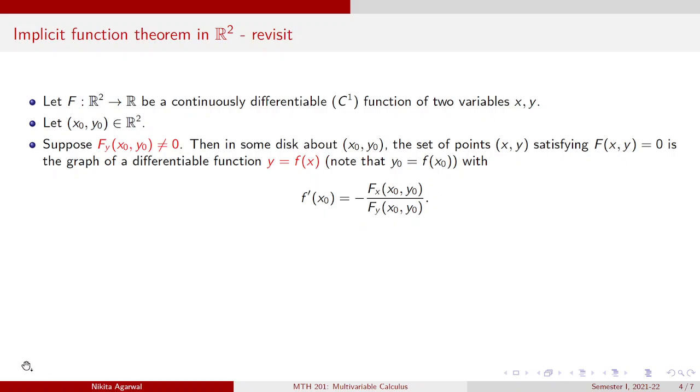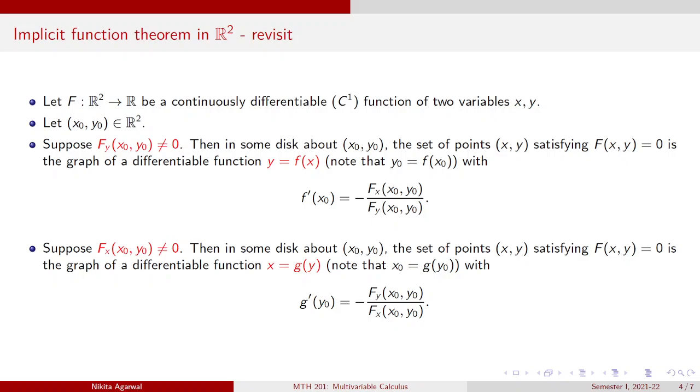Now, with a suitable change of variables, what you can do is just interchange the roles of x and y. You have this statement: if the partial of F with respect to x at the given point is non-zero, then you can write x as a function of y.